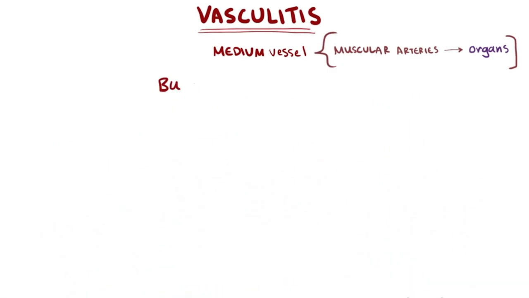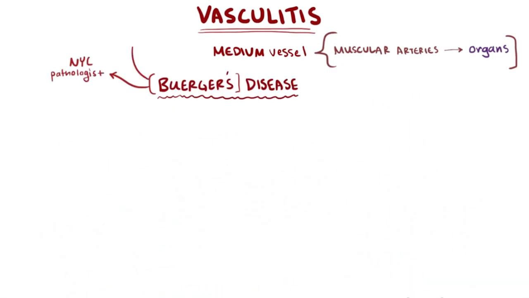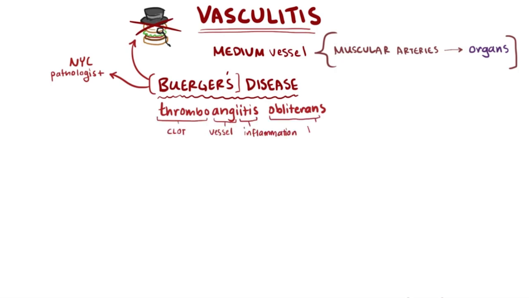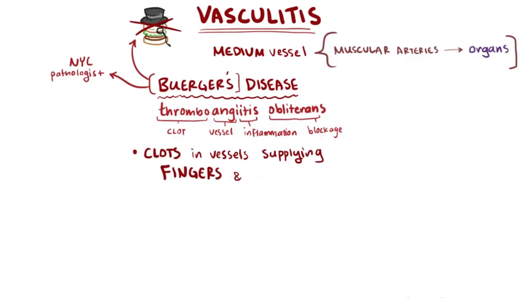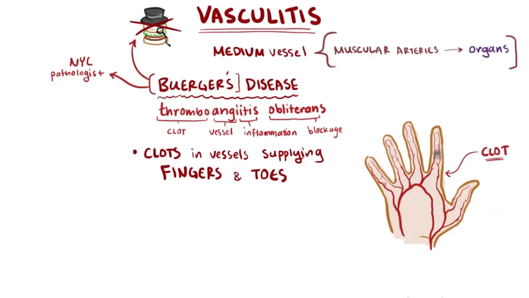Another medium vessel vasculitis is Buerger's disease, named for a New York City pathologist, not a fancy hamburger. Its other name is thromboangiitis obliterans, which literally translates to clot vessel inflammation blockage. And as the name suggests, this vasculitis is notorious for causing blood clots in tiny arteries in the fingers and toes, which leads to ulcers and eventually dead tissue in these digits and eventually auto-amputation.